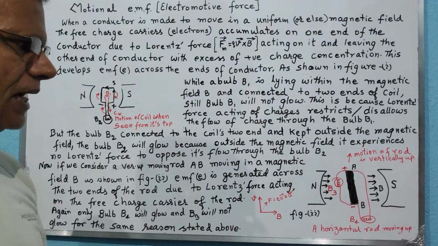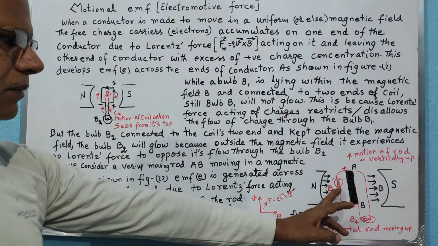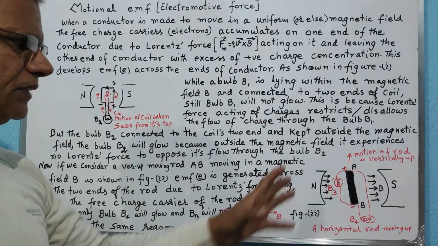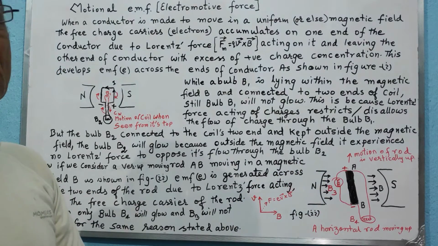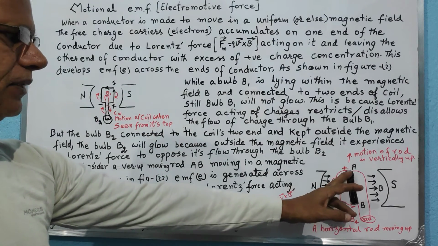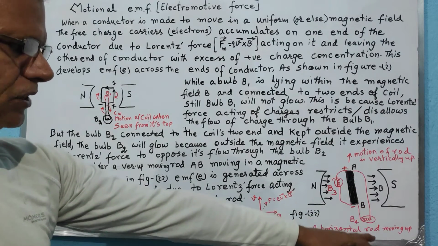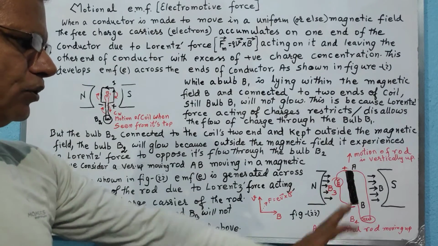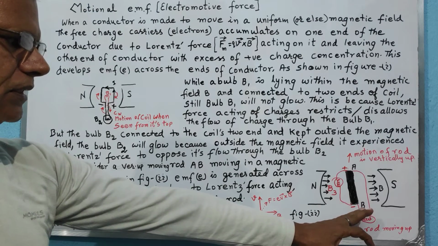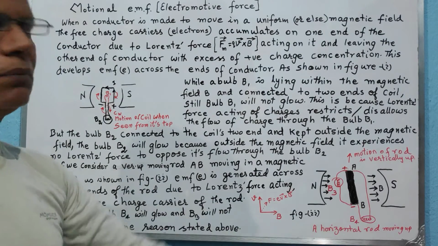Now again the same thing will happen if we attach the two ends through a bulb B3, but the bulb is placed within the magnetic field, then in that case the bulb will not glow, because of the same reason which we have discussed earlier. And if we attach the two ends of the rod with another bulb B4 which is placed outside the magnetic field, then current will flow through the bulb B4, because no Lorentz force acts on the charged particle when it is outside the magnetic field, and so the charge will flow and bulb B4 will glow.